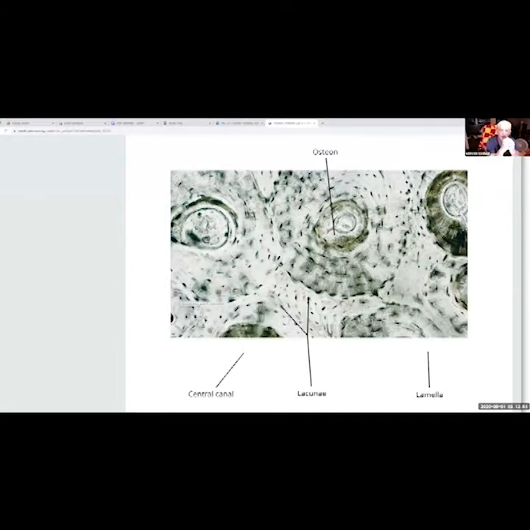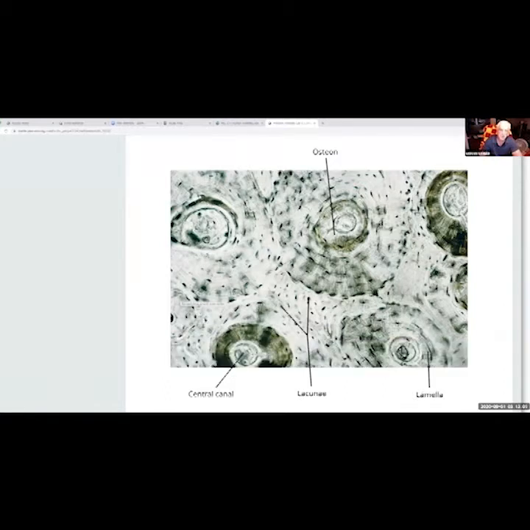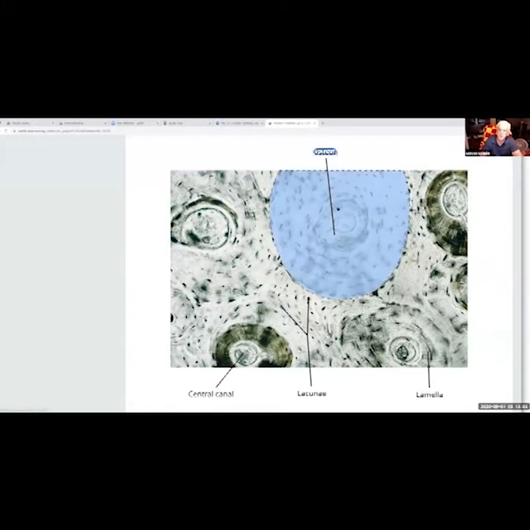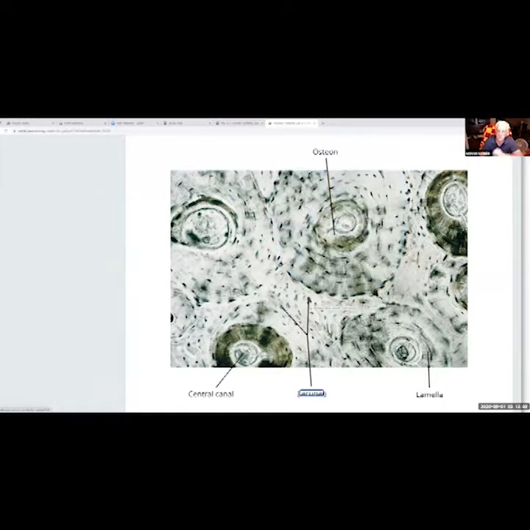Okay, so you have these circular patterns. Your osteon is one circular pattern. This is an osteon. This is an osteon. This is an osteon. It's a circular pattern of bone. These are the osteocytes. Osteoblasts produce bone, just like chondroblasts or fibroblasts produce fiber tissue.